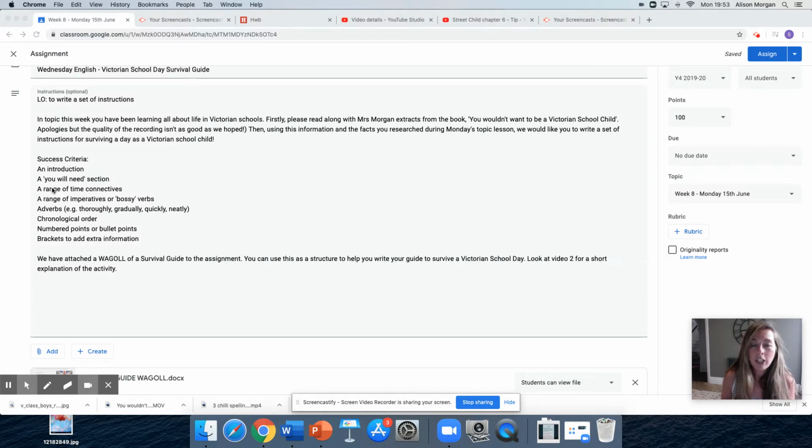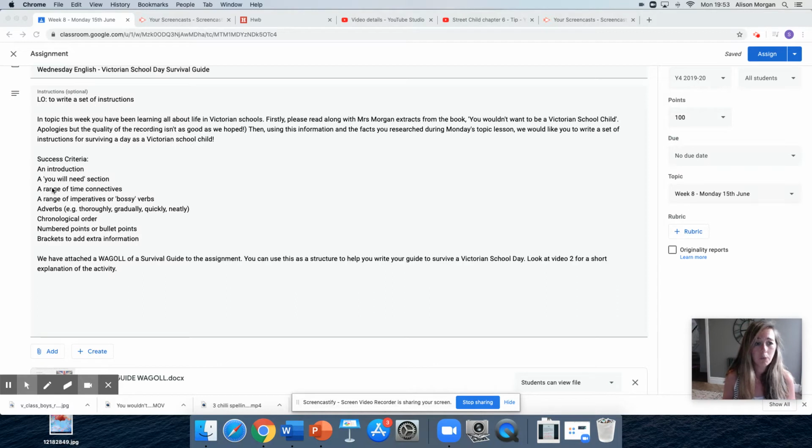You're going to need a range of imperatives or bossy verbs. So remember, verbs are doing words and imperatives are ones that really boss someone to do something. So we normally used to say bossy verbs. So it might be enjoy, make sure, write, listen, wash. Okay, all of those are examples of imperative verbs.